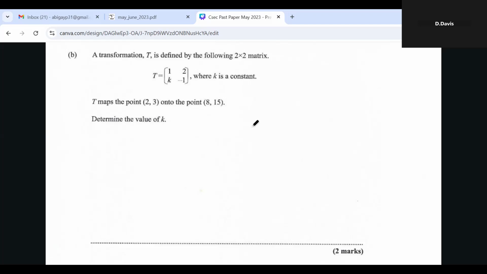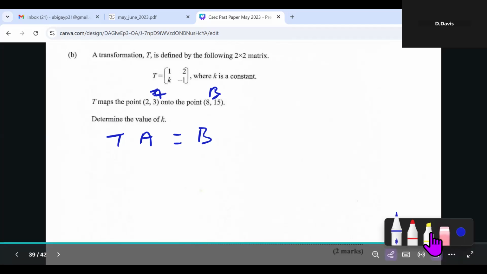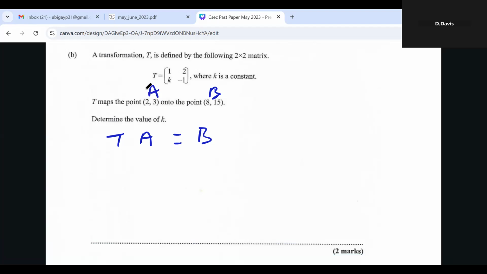Where T maps the point, so say this is A, this is B. So A equal B. Wait, that part isn't part of a graph? Oh, it's an A. It said map the point 2, 3 onto the point 8, 15. Right, so I'm labeling it A and B. Oh, okay.